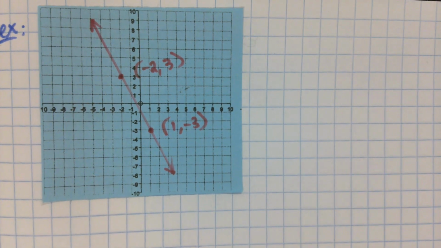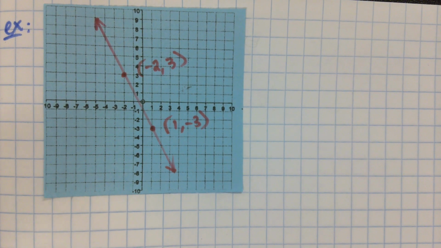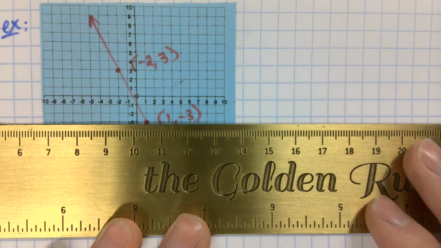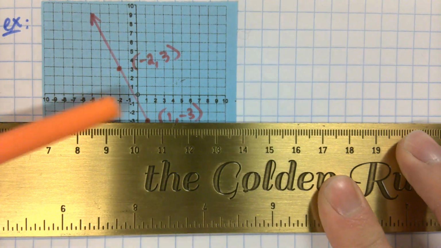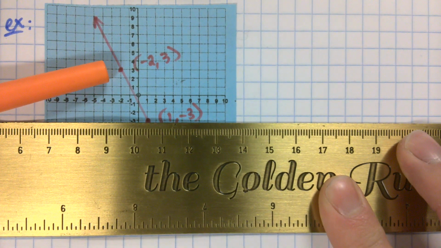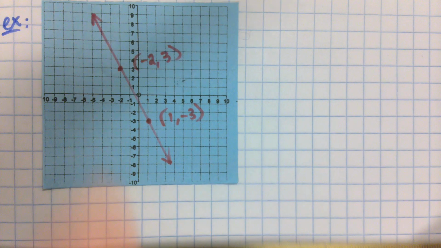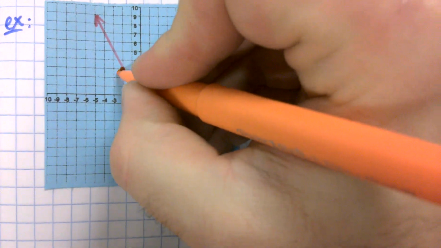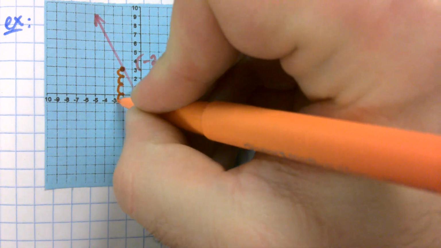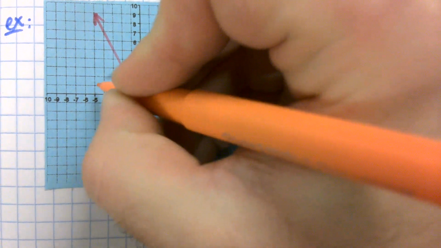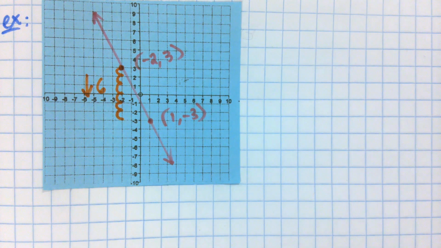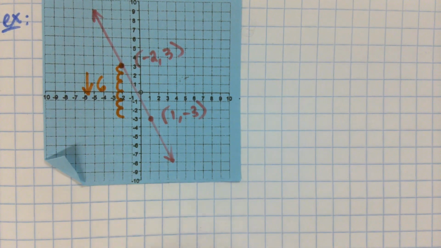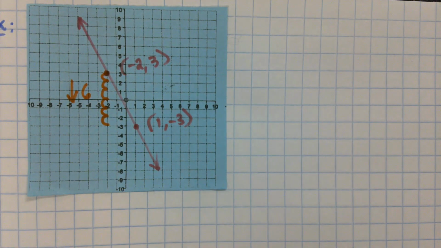And our rise, which we're going to count first, is going up or down until we hit this second point, or at least until we're in line with this second point. So from here, do we need to rise up or down? We're going to go down. Let's count it out. We got 1, 2, 3, 4, 5, 6 spaces down. We're directly in line with that second point. Our rise is going to be 6.